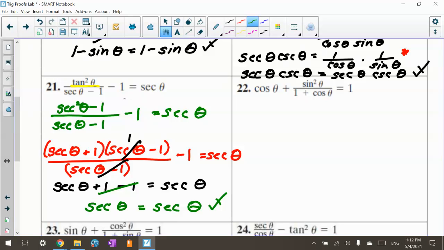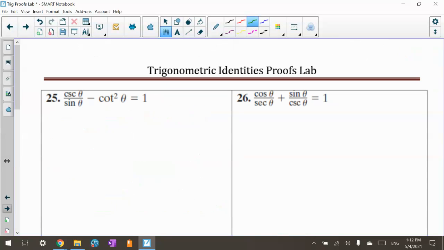I try to do ones to give you an idea, is going to be number 26. So that's on the last page here. Actually, this is the last one. Okay. So let's do this one. I've got cosine of theta over secant plus sine of theta over cosecant of theta equals 1. So I've got a couple fractions here.